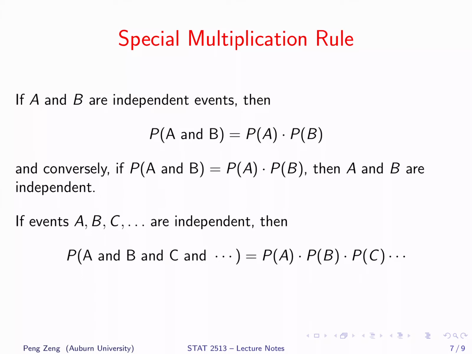If we know that A and B are independent, the multiplication rule can be simplified. Now, probability of A and B equals probability of A times probability of B. Conversely, if probability of A and B equals probability of A times probability of B, we can say that A and B are independent. This rule can be further extended. If A, B, C are independent, then probability of A and B and C equals the product of probability of A, probability of B, probability of C.